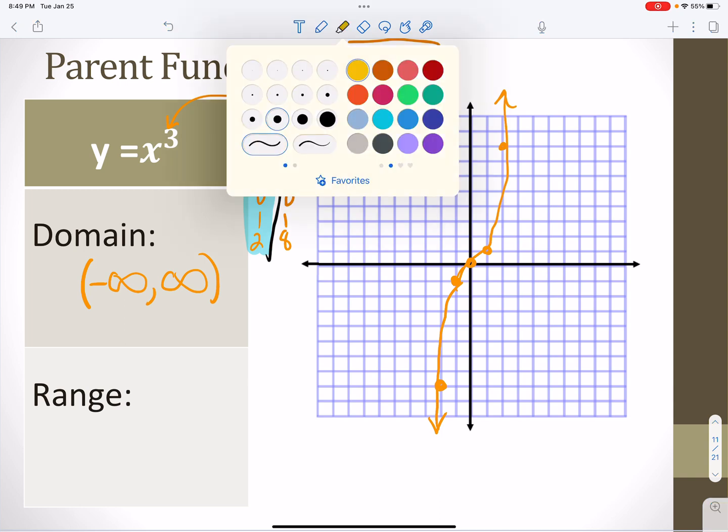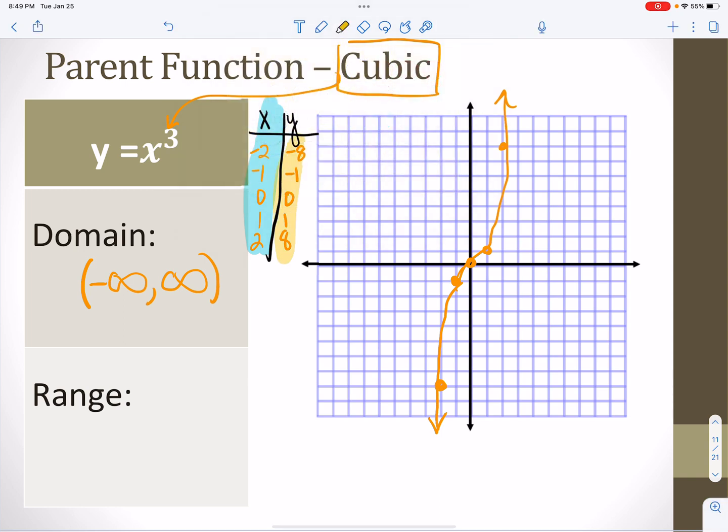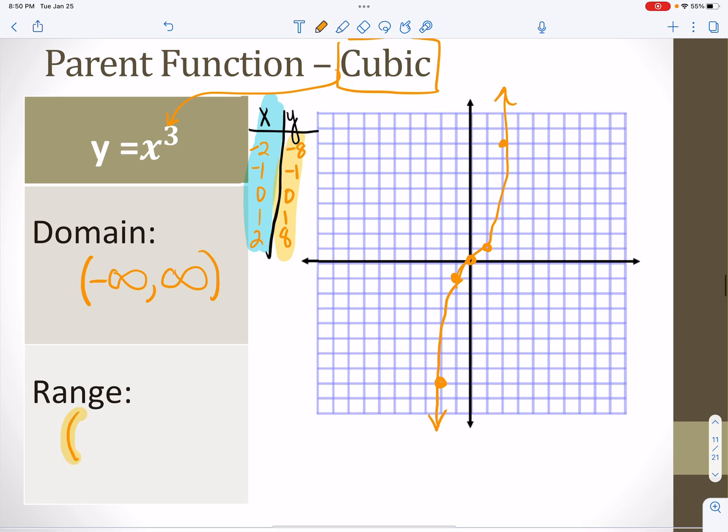Now, check this out. If you look at your y's, if you cube a negative, you're going to get a negative. If you cube a positive, you're going to get a positive. If you cube 0, you're going to get 0. If you cube a half, you're going to get an eighth. You're going to get fractions, you're going to get decimals. It's going on forever up and down. So guess what? Your range is also negative infinity to infinity.